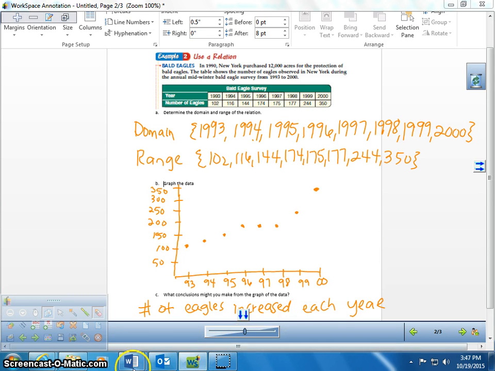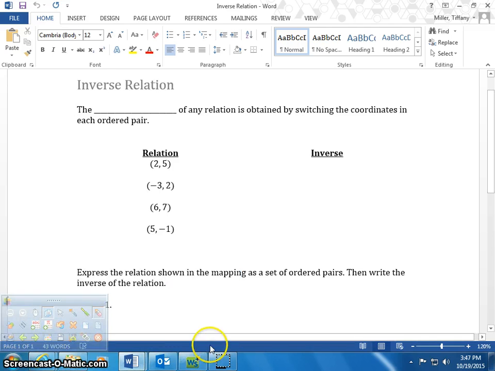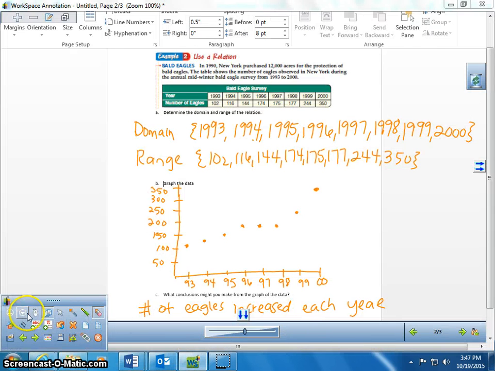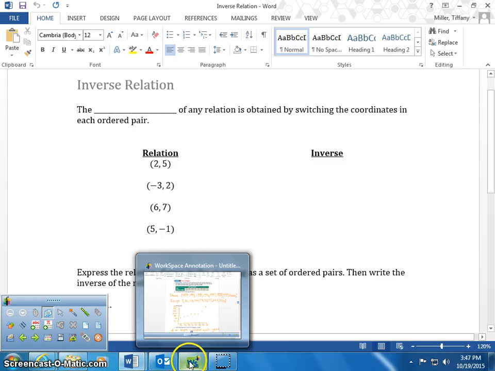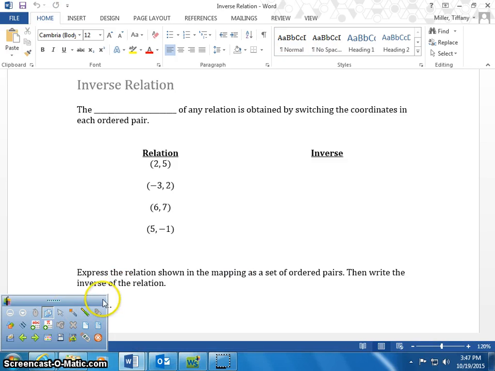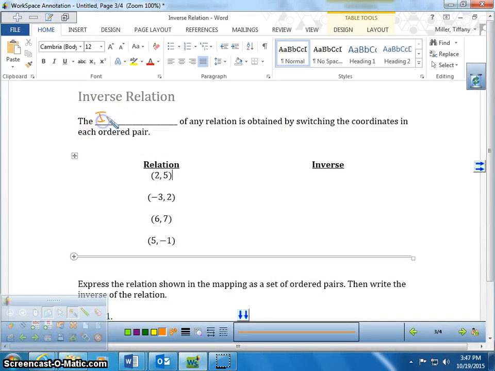Now, we're going to look at what's called the inverse relation. The inverse relation is basically just the opposite of a relation. So the inverse of a relation is obtained by switching the coordinates in each ordered pair.